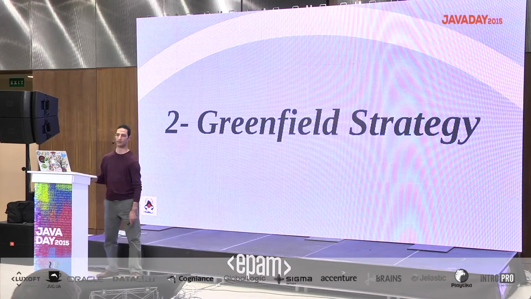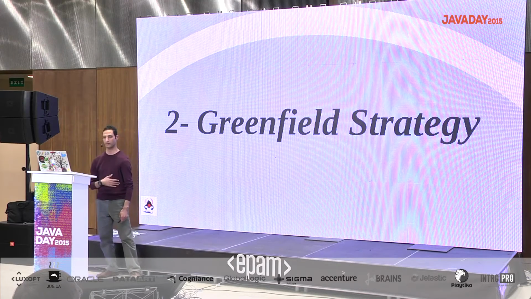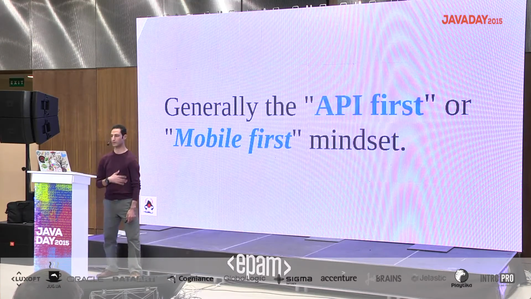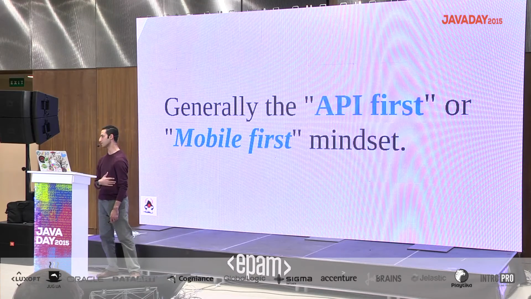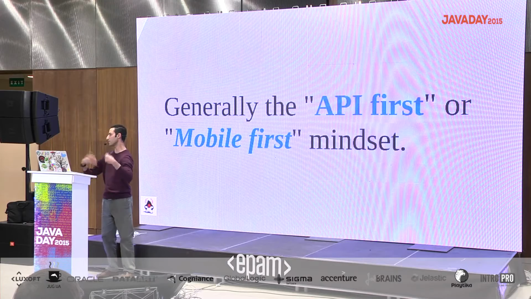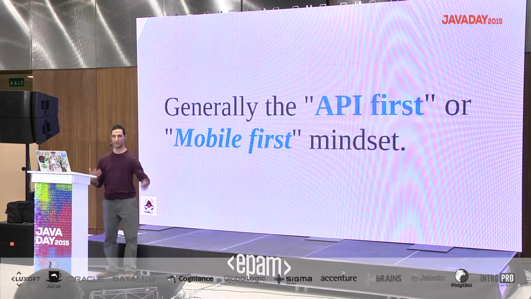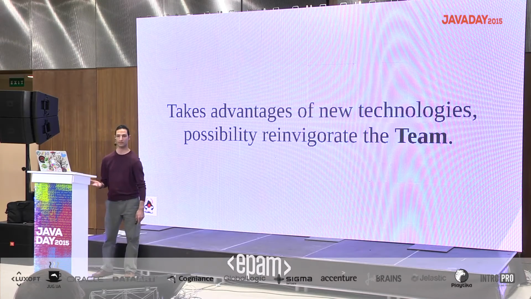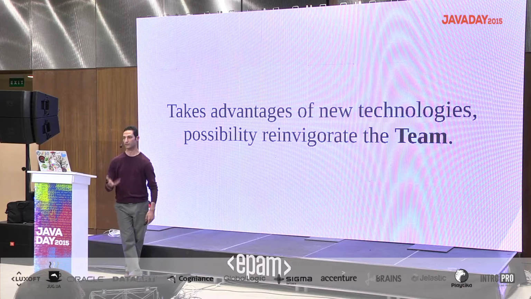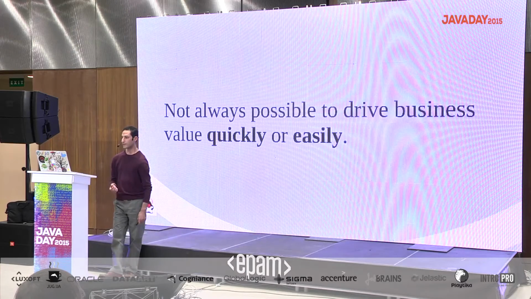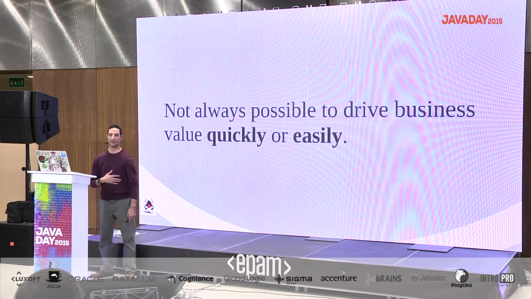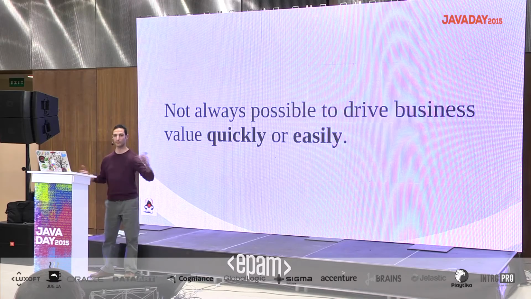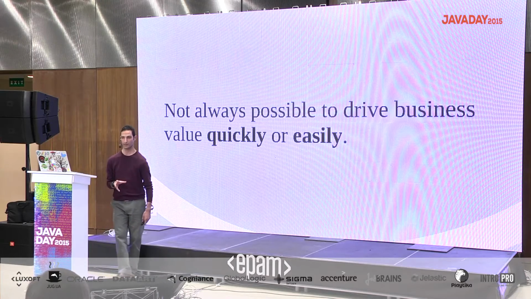The other one is greenfield, which is the other side of the bolt-on strategy. This is generally called the API first or mobile first method. So you are designing your API and writing the code that exposes the functionality of that API. For sure, the advantages are the new technology, the possibility to integrate your team, and the learning curve of your team for the new stuff, because you are designing from the beginning. It is not always possible to drive business value quickly because you are writing code from the beginning. Okay, you have to bear in mind which strategy you are choosing.